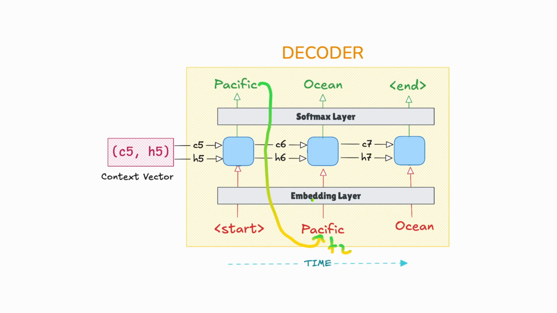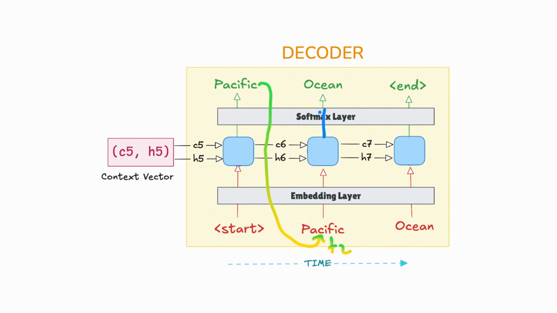Similar to before, we'll convert the word or token into an embedding. Then I will provide it to the LSTM along with the cell state and the hidden state that we get from the previous time step. So we are getting C6, H6 from the previous time step, along with the output from the previous time step, and it will produce the next output, that is the ocean.